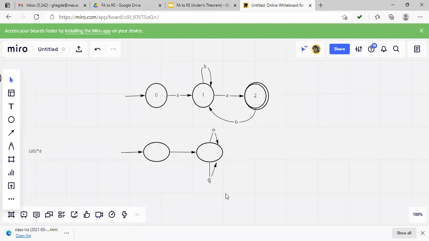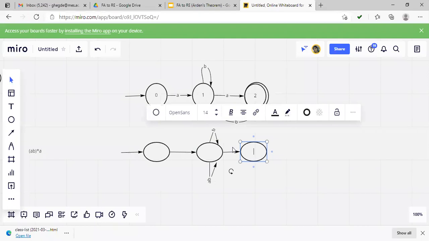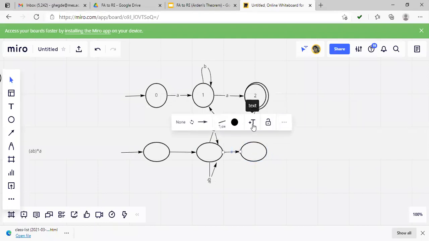Okay, and what has to be done now? What is the next step? What do I have to draw now after this? Right, I have to connect 1 and 2 on A. Fine. And I have to mark the final state.